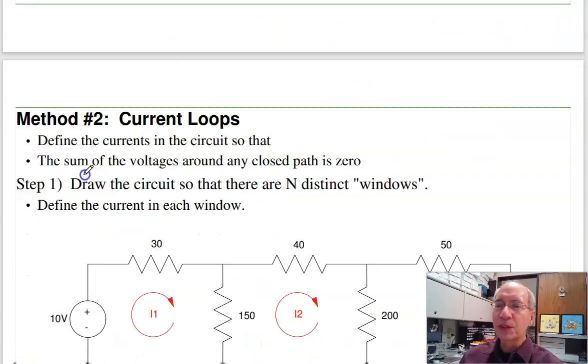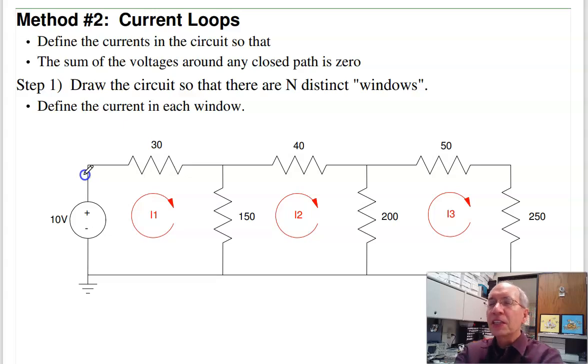So that's voltage nodes. Second technique is called current loops. Here the idea, if I go around any closed path, the voltages add to 0. In this case, if I look at the windows, I've got 3 windows. I can define the currents any way I like. I like making everything going clockwise. If I do that, there's a pattern that we're going to see. So let's call the 3 currents I1, I2, I3. I've got 3 unknown currents. If I can write 3 equations, I can solve 3 equations for 3 unknowns.